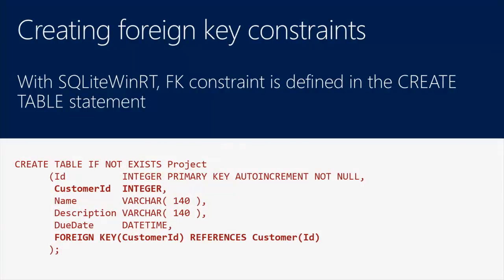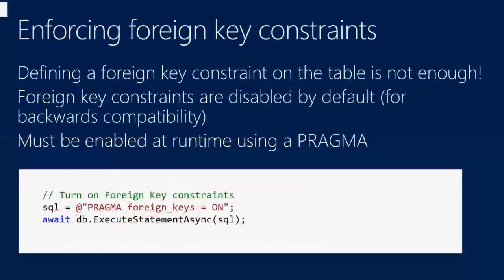So every time you insert a project, the idea of this foreign key constraint is that the database engine will check that the customer ID value you're trying to insert is valid and does actually map to a parent customer record. That's what a foreign key constraint is for. However, they're actually not enabled by default in SQLite, which is kind of weird. This is just for backwards compatibility. SQLite has been around for a while, and foreign key constraints were added after the fact.